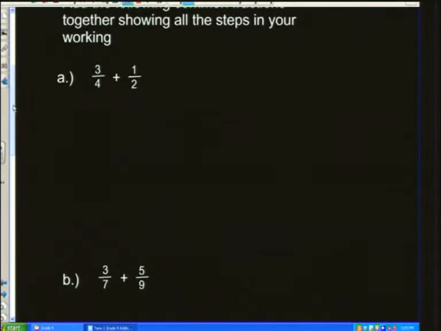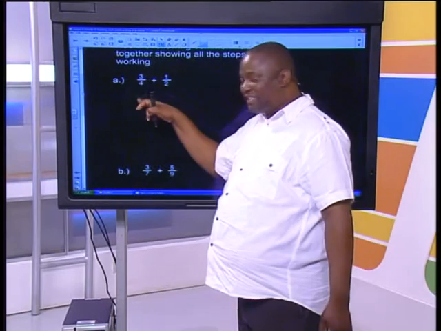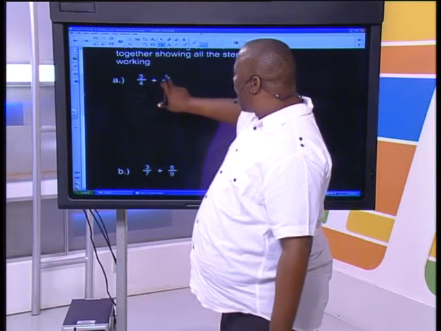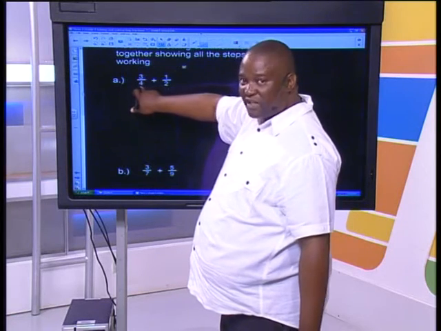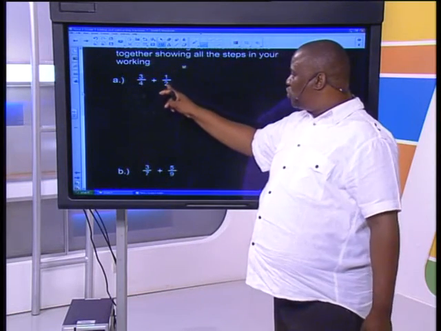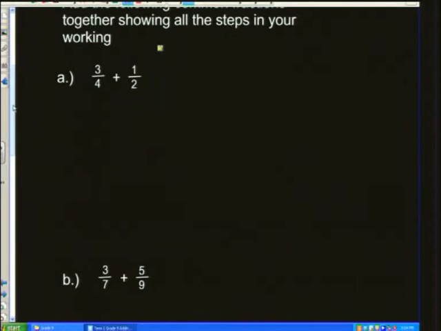So our first activity was to add 3 over 4 with a half. Now, remember step number 1 is that our denominators should be equivalent or should be the same. So we're going to make this 2 to be the same as that 4. If you look at 2, 2 is a factor of 4. 4 is a multiple of 2. So for you to get 4, you have to multiply this 2 by 2.